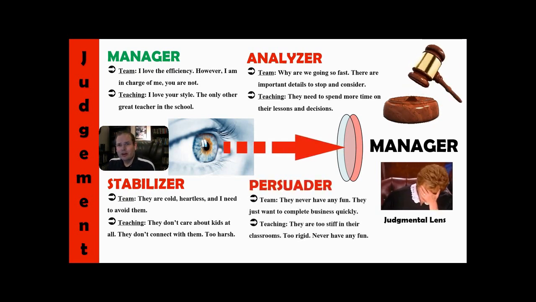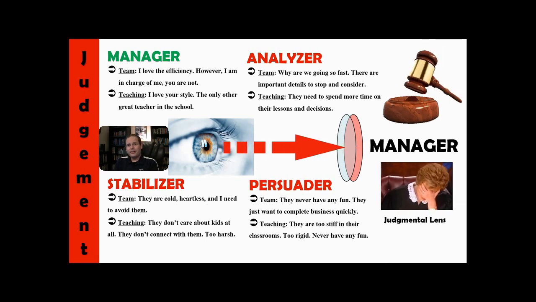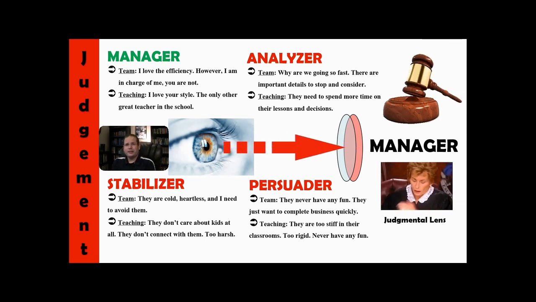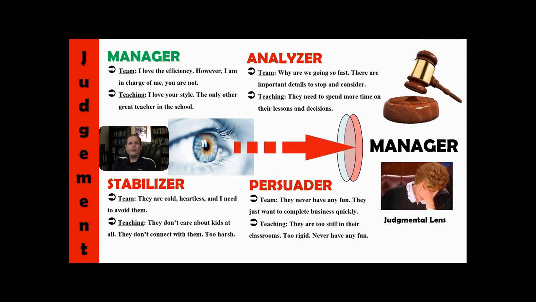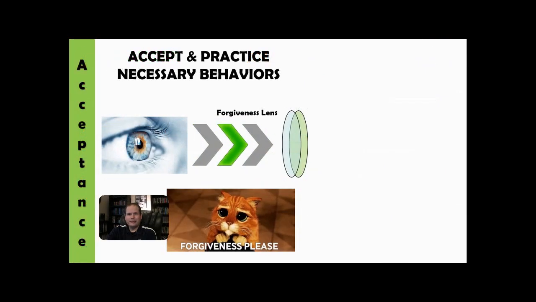Persuaders, they also tend to have a hard time with managers. So you're taking a look here, managers, they've got it rough because there's a lot of potential conflicts that can come up. Persuaders like to have fun. They like to goof off a bit. They don't want everything to be all business, and the managers just want to do business and leave. And so in terms of teaching, persuaders see managers as just being way too stiff in their classroom. They're too rigid, they never have any fun. And so that's that judgment lens. All right, so the judgment lens doesn't get us anywhere.